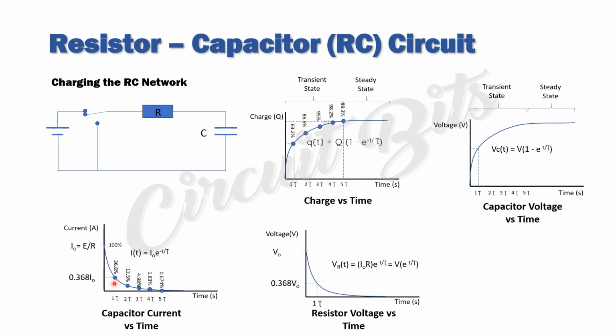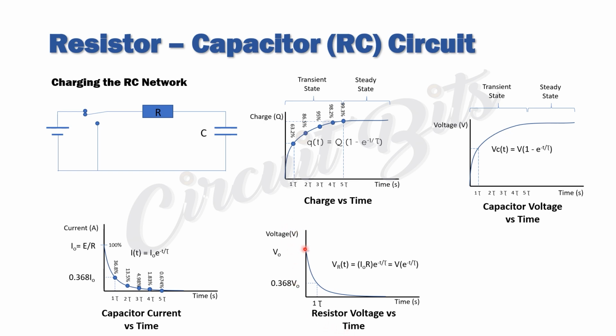We can see that at 1 time constant, our current drops to 36.8%. At 2 time constants, it drops to about 13.5%, and it continues with that trend until it gets to 0.6. Then we have the resistor voltage versus time.